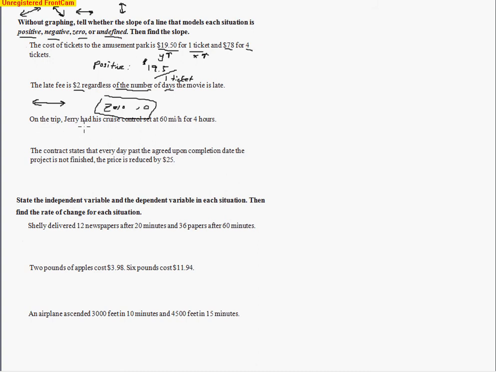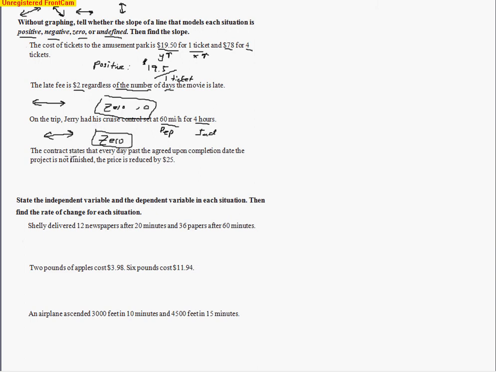On the trip, Jerry has it on cruise control at 60 miles an hour for 4 hours. So if this were the graph, and they didn't want us to, but if that was, that would mean that 60 miles an hour is not changing. So if this is my independent or dependent variable, where time is independent, there could be any number of minutes or hours or seconds I'm going, but the speed depends on the time. And so that means that we have a constant y value. So that means it's going to end up being another one of those horizontal lines, 0 slope. And of course 0 is going to be the slope.